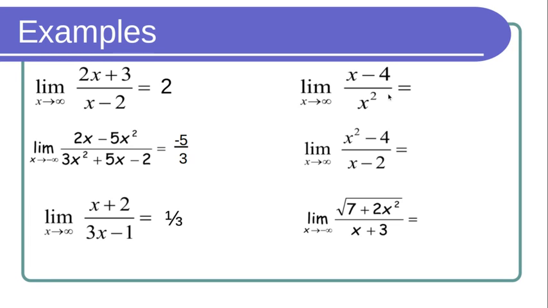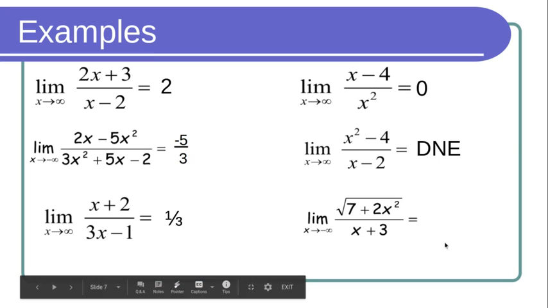Let's move up to this one. Again, it's a limit at infinity, positive infinity. Degree of the bottom is bigger than degree of the top, which means the limit would be 0. The next one, again, we have a limit at infinity. Degree of the top is bigger than the bottom, that will mean that the limit does not exist.